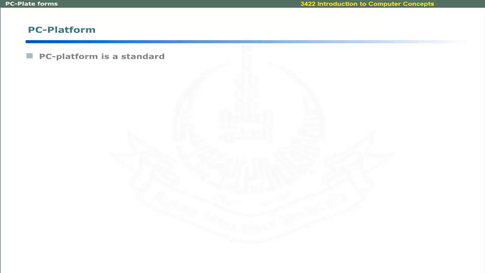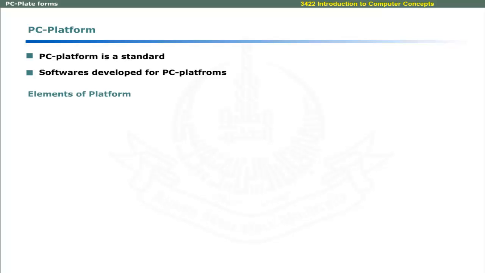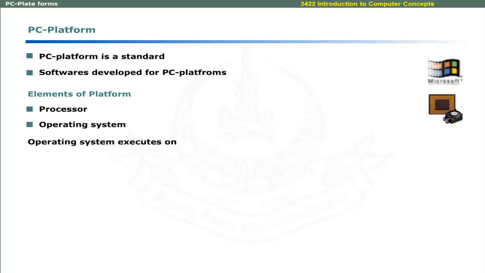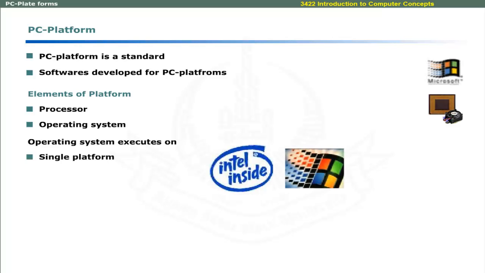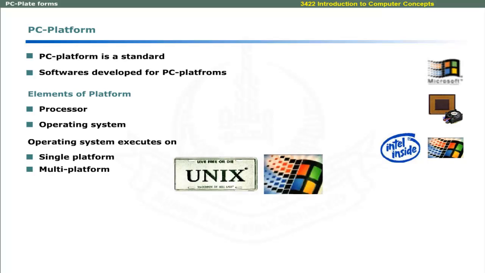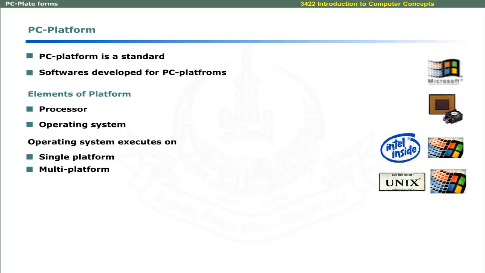Dear learners, a PC platform is a standard for which different types of software are developed. Typically, a platform has two key elements, that are the processor and the operating system. The operating system is designed to run on a single platform or, in some cases, on multiple platforms. In the case of multi-platform, the computer runs its native platform and emulates other platforms.